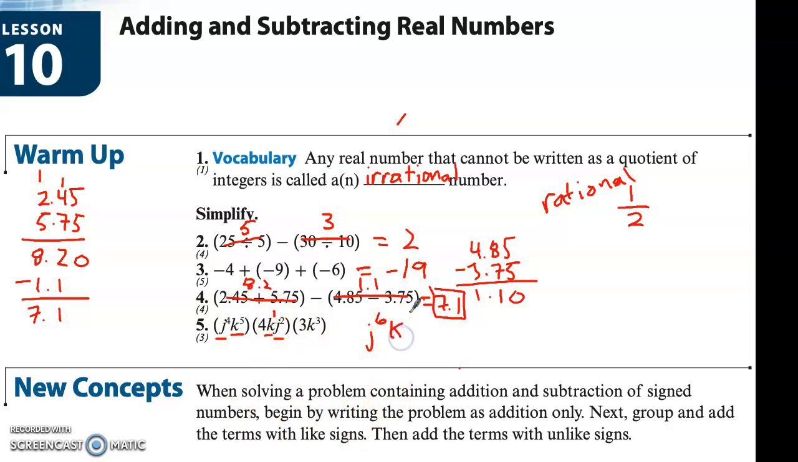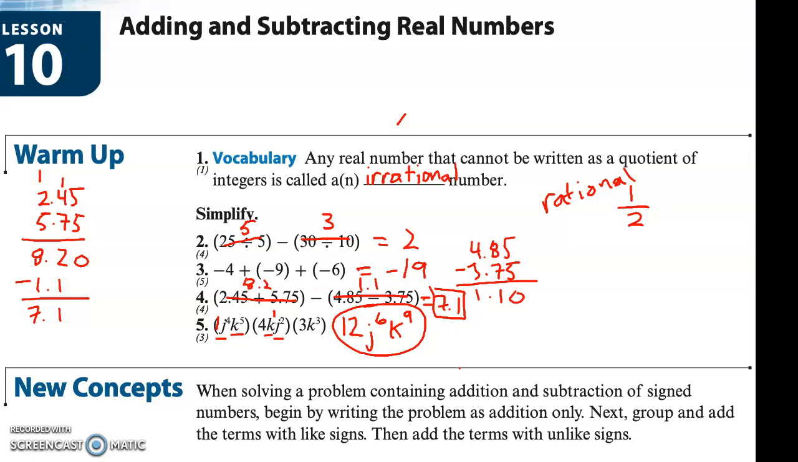And then looking here at my coefficients, I'm going to multiply my coefficients. I have 1, 4, and 3. I'm going to multiply all those. 1 times 4 is 4. 4 times 3 is 12. So my coefficient in the front is going to be 12. So multiply all the numbers together, and multiply the variables by adding their exponents. This would be 12 j to the 6 k to the 9.